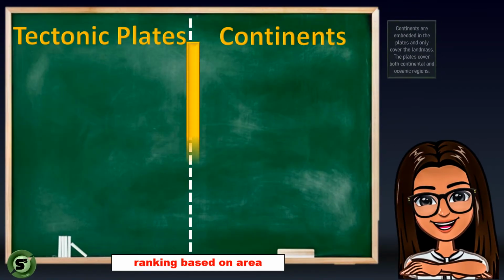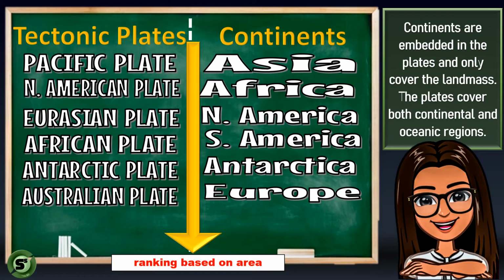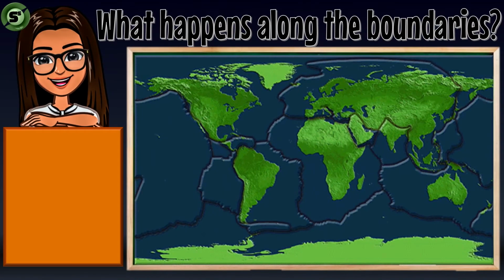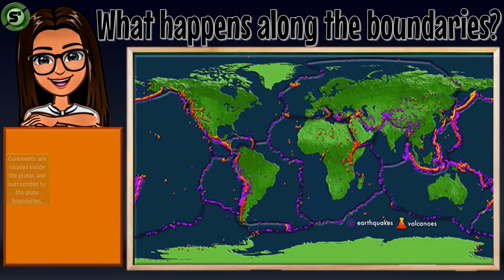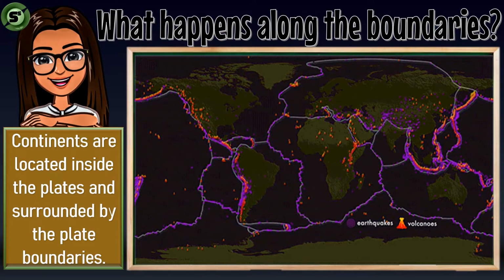We have here the lists of both tectonic plates and continents based on their area, starting from the biggest down to the smallest. Remember that continents are embedded in the plates and only cover the landmass area, while the plates cover both continental and oceanic regions. Continents are located inside the plates surrounded by the plate boundaries. Watch this and observe what happens along the plate boundaries.